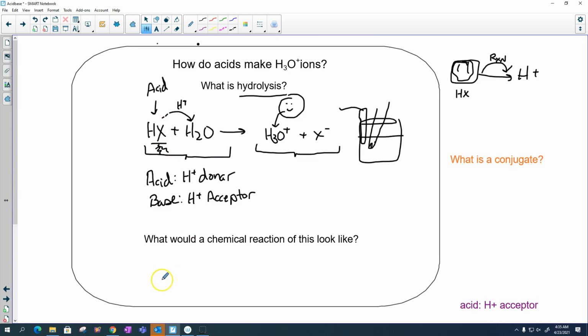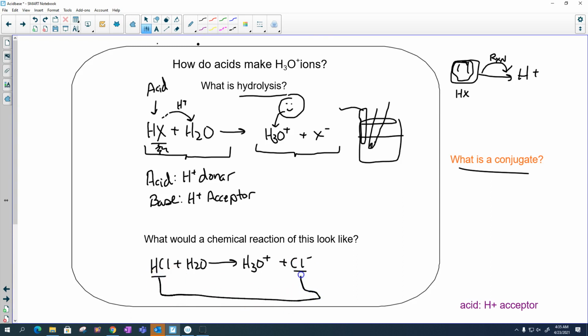An example of this would be HCl plus H2O yields, and again we know this is a known acid, so it's going to donate over here, so it's going to get H3O+ and Cl-. So this term here is called a conjugate. What's a conjugate? Well, essentially you should realize that this chloride is the same atom, minus the H+. So the same atom on the other side is called a conjugate.